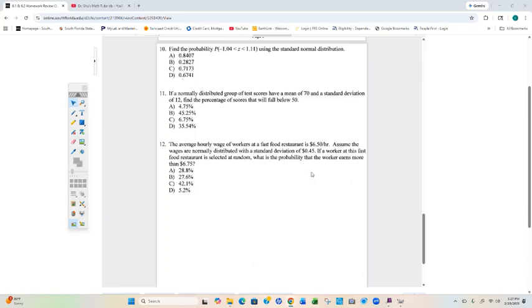Now, the difference on this one is it says more than. So you don't just look up 0.56. When you look that up, you get 0.7123, and that would be a sucker answer, okay? It's shaded to the right, so you do 1 minus 0.7123, and the correct answer is going to be A, 0.288, which would be 28.8%.